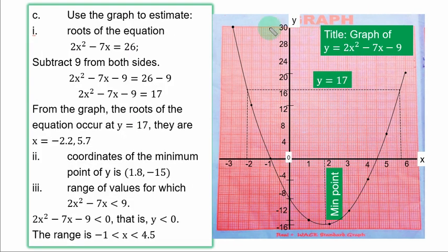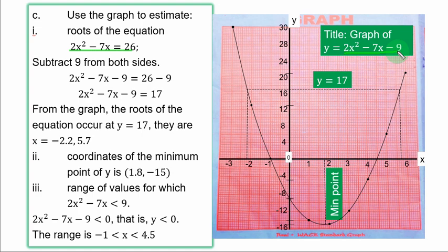All the points have been joined together. We move to C. Use the graph to estimate figure 1 roots of the equation 2s squared minus 7s equal to 26. You must note that the graph you plotted is 2s squared minus 7s minus 9.